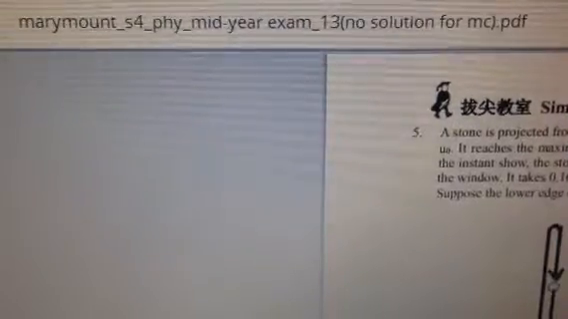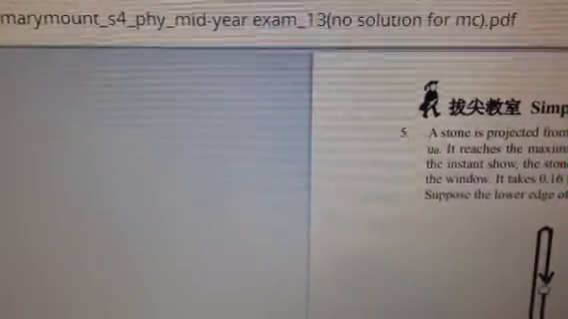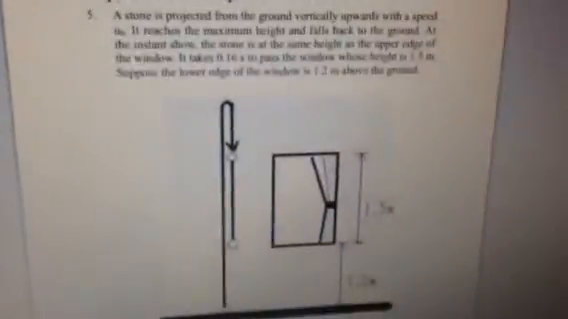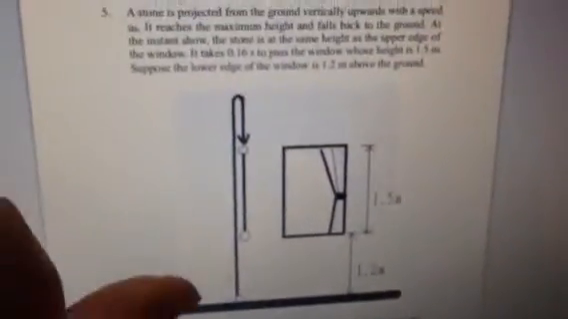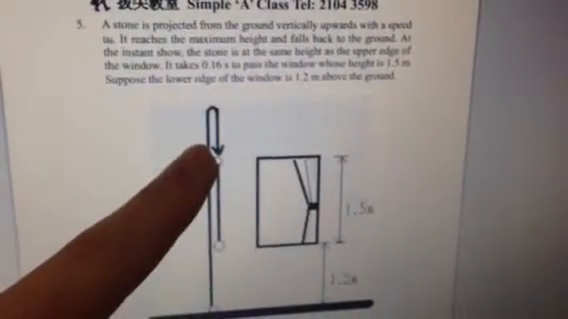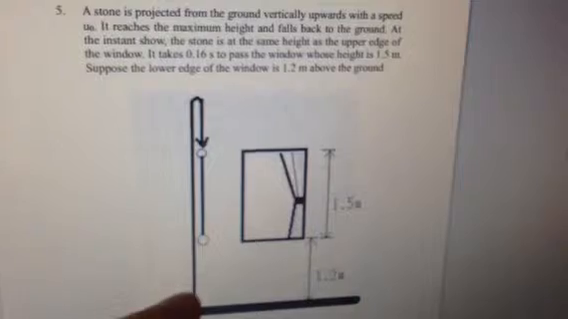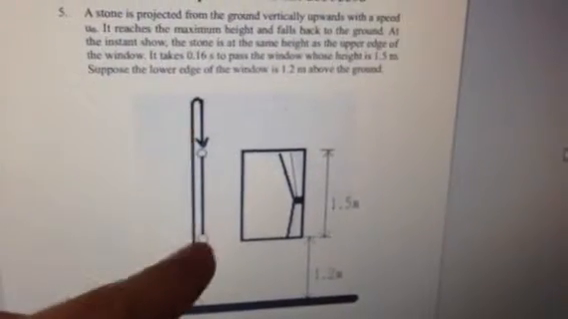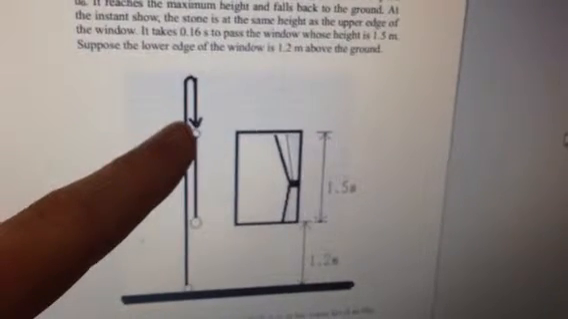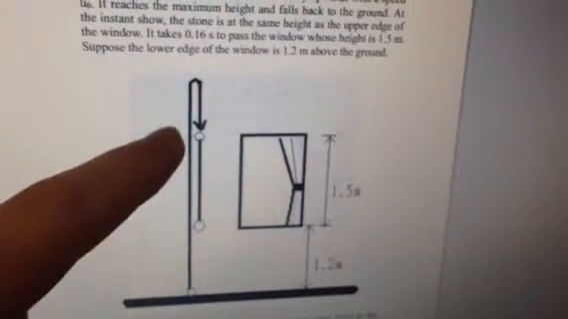So today we'll talk about the Marymount S4 physics mid-year examination in 2013. In this situation, a stone is projected from the ground vertically upwards with a speed u0. It reaches the maximum height and falls back to the ground. At the instant shown, the stone is at the same height as the upper edge of the window.